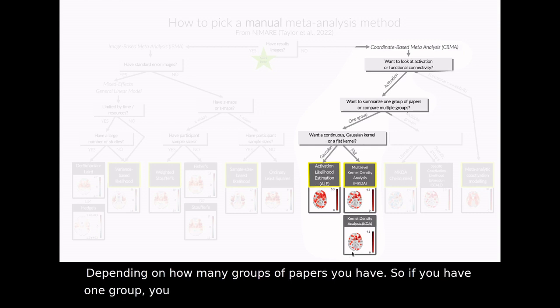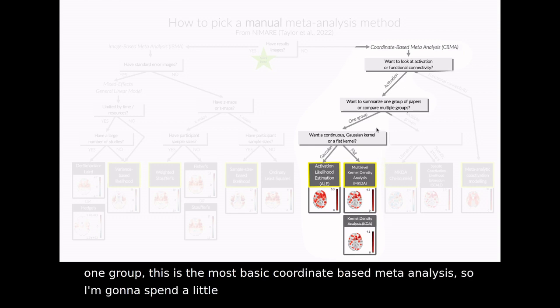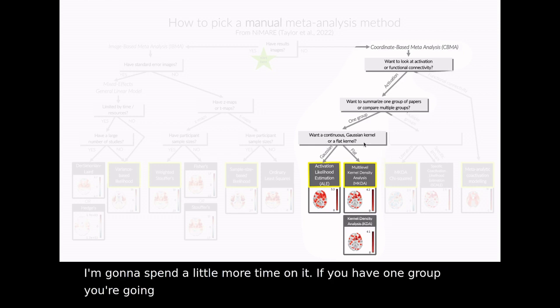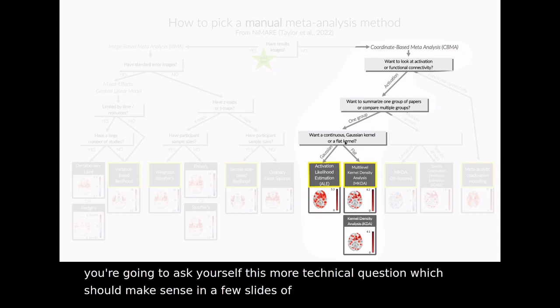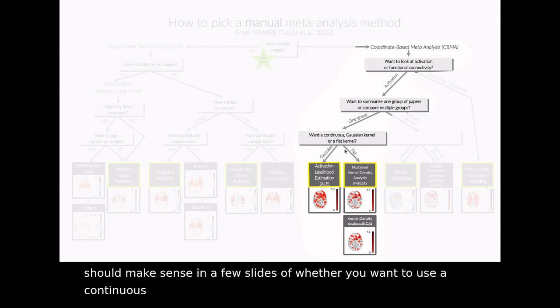this is the most basic coordinate-based meta-analysis, so I'm going to spend a little more time on it. If you have one group, you're going to ask yourself this more technical question, which should make sense in a few slides, of whether you want to use a continuous Gaussian kernel or a flat kernel.